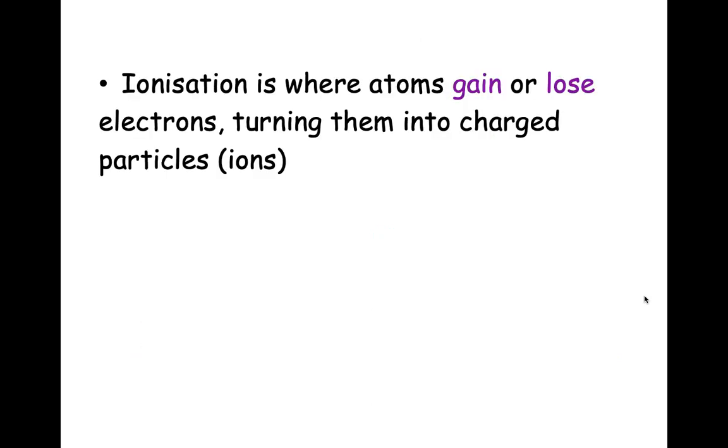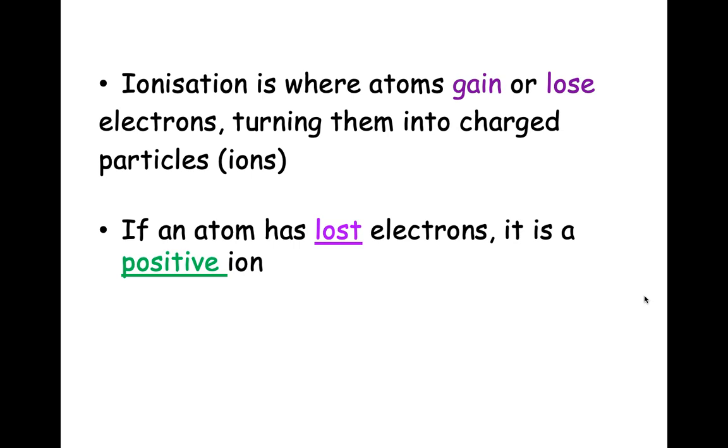Now, ionization is where atoms gain or lose electrons. You've done this before. By doing that, this turns them into charged particles, which we call ions. If an atom has lost electrons, it becomes a positive ion. So it means it's got a positive charge. It's got more protons than electrons.